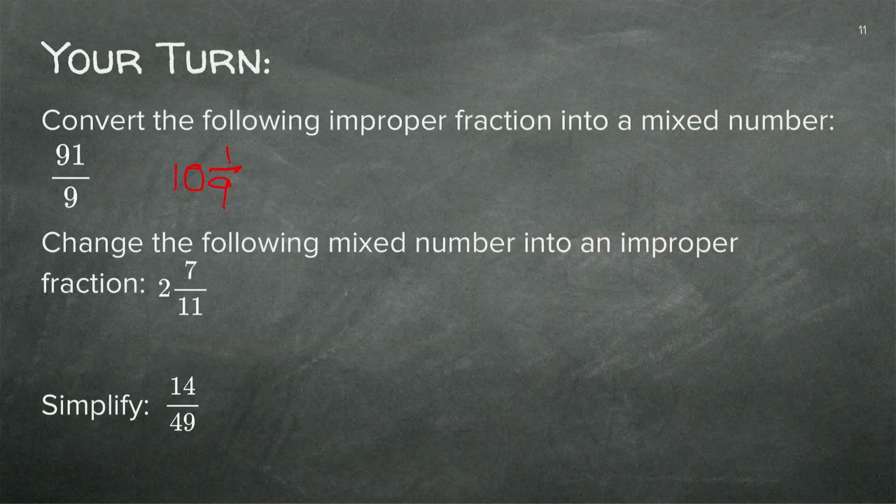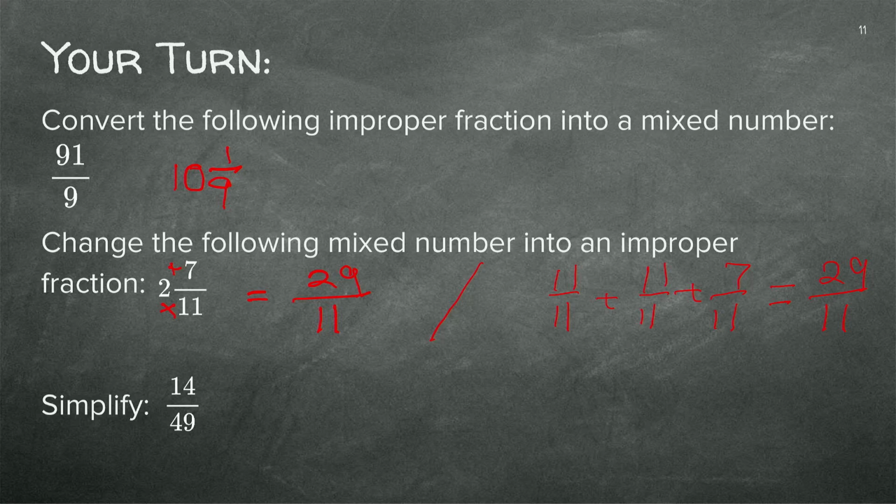Change the following mixed number into an improper fraction. Yes, we're going to do this the easy way. 2 times 11 plus 7. So what is 2 times 11? 22 plus 7 equals 29 over 11. You can also do it 11 over 11 plus 11 over 11 plus 7 over 11. These are our two wholes plus 7. And that will give us 29 over 11. And then simplify 14 over 49.